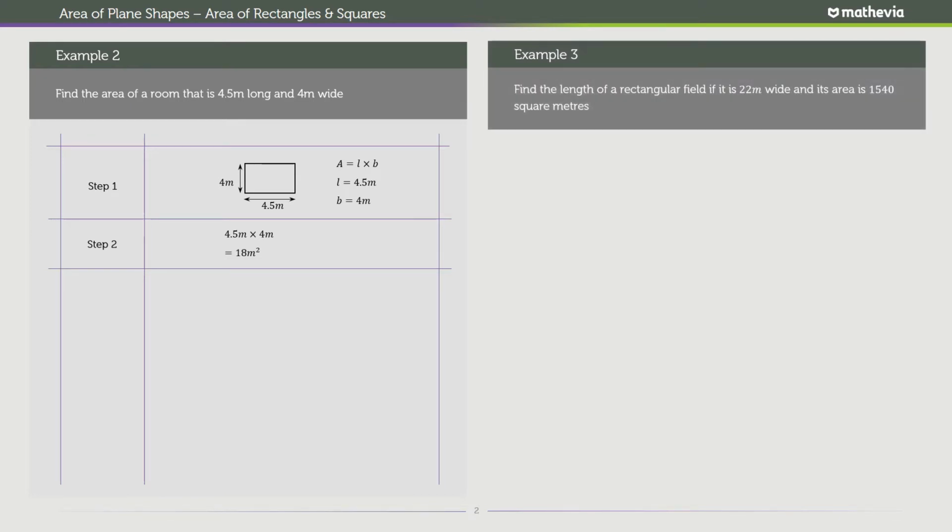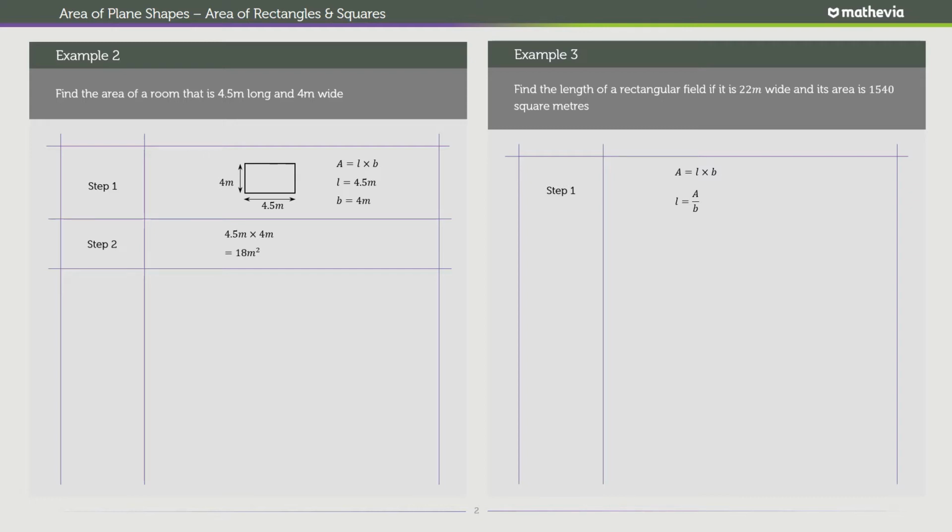Another example, example 3. It asks us to find the length of a rectangular field if it is 22 meters wide and its area is 1,540 square meters. So we're given the area, we're given the breadth and we're looking to find the length. The question may look different, but it's pretty much the same. Area equals length times breadth, but remember we're looking to find length. Length is area divided by breadth. If you multiply two numbers to give you something, and you're looking to find one of those numbers, you just divide that something by the other number.